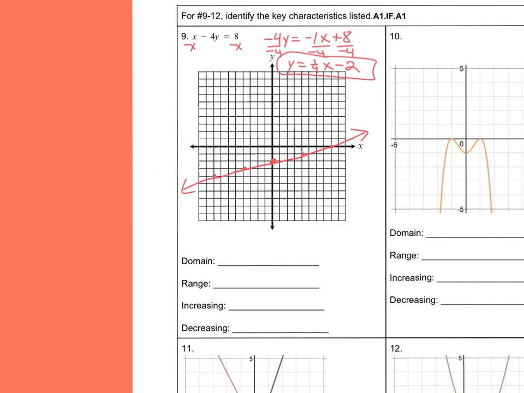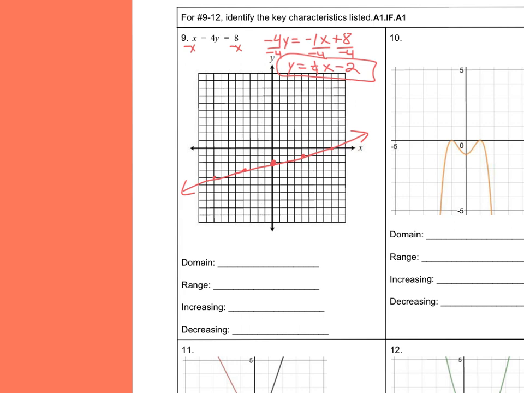Okay, domain. I want you to write this down, so please make sure you're taking good notes today. Domain is your x. Always, always, always your x. From left to right. So your x-axis from left to right. From the left, where are we starting? And we're going to? Yep, left forever, right forever. Negative infinity, positive infinity. Then we got the range. That's your y-axis from the bottom to the top. Are we going down forever? Yep. Are we going up forever? Yep. So that's the same.